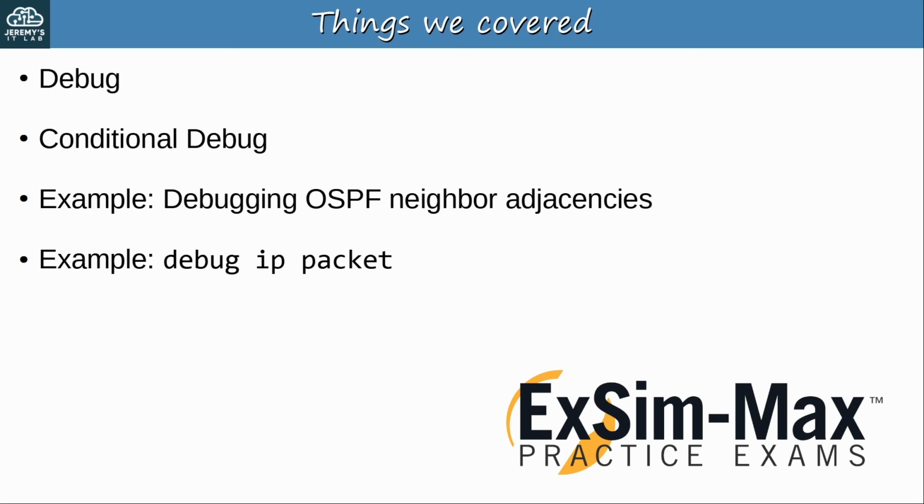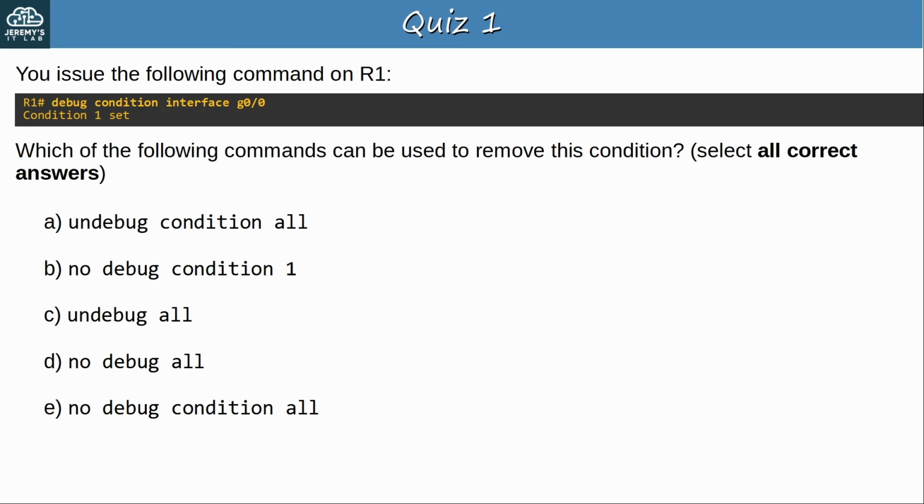Okay, here's quiz question 1. You issue the following command on R1. The command is debug condition interface G0/0. Which of the following commands can be used to remove this condition? Select all correct answers. Pause the video now to think about your answers.